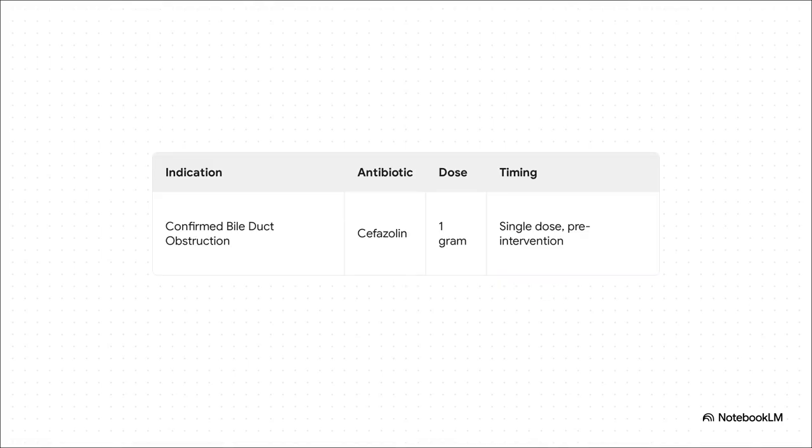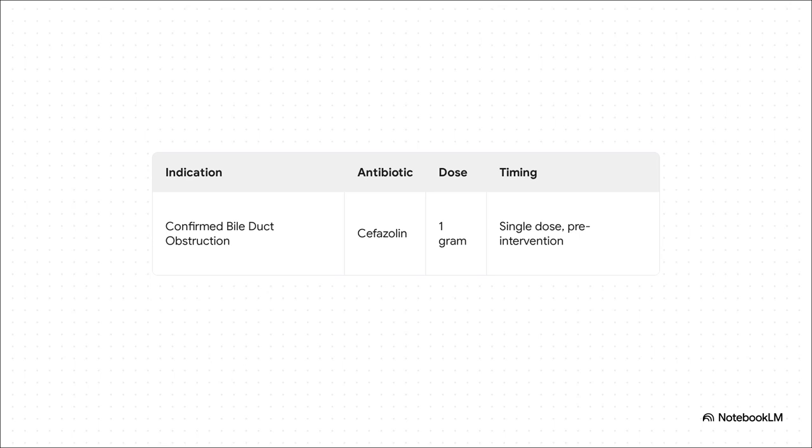And here is that critical distinction. We only give prophylaxis when we expect that we won't be able to achieve complete biliary drainage, like when we know there's an obstruction. See, that obstruction creates stasis, which is like a perfect breeding ground for any bacteria we introduce. In that specific case, the protocol is, once again, a single 1-gram IV dose of cefazolin to prevent cholangitis.